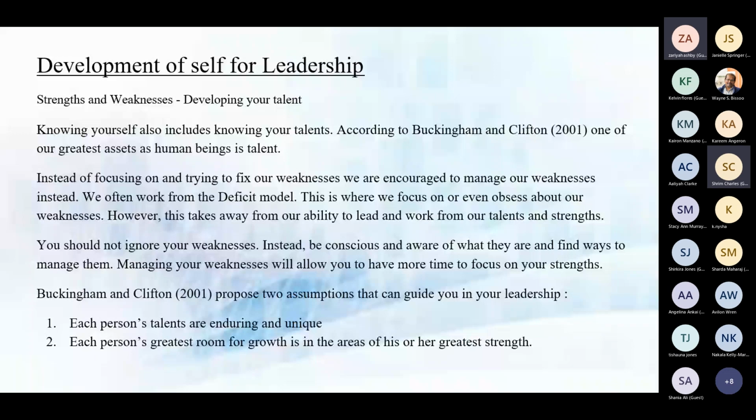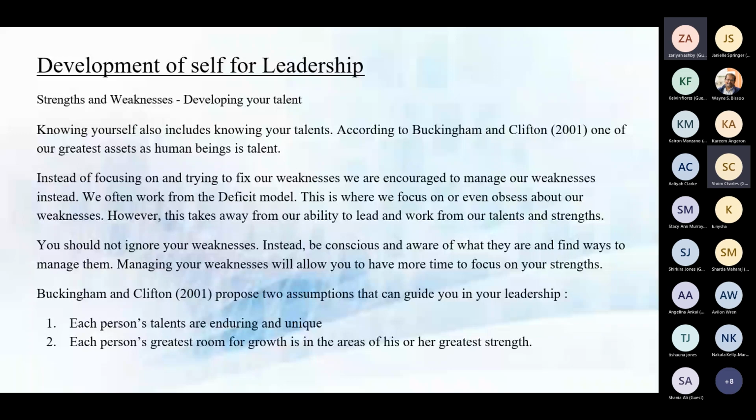So what we are encouraged to do as persons who are learning about leadership and trying to become better leaders is, instead of trying to fix our weaknesses, which is, I guess, a common practice, we're encouraged to instead try to manage them. So we often work from the deficit model. This is basically where we focus on or even obsess about our weaknesses, and you see that everywhere.